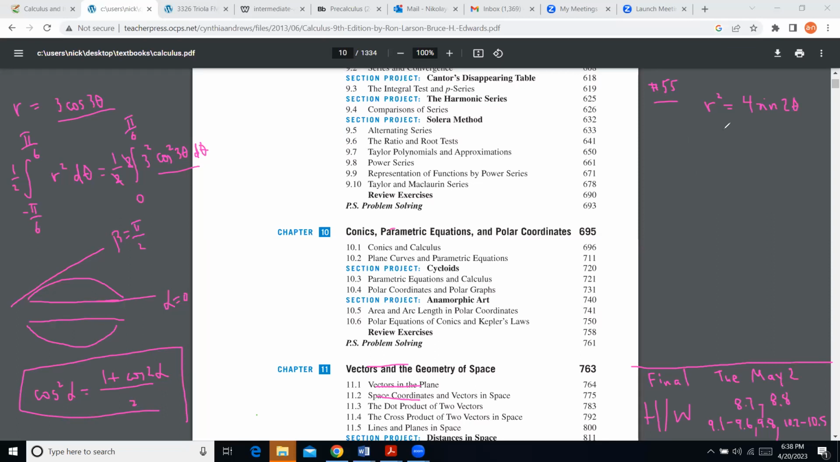We definitely should be able to do this. So now here's exercise 55 that talks about r squared is equal to 4 sine 2 theta. So notice that it's r squared. r squared is always non-negative. And that's the key part to observe, that our sine 2 theta must be non-negative.